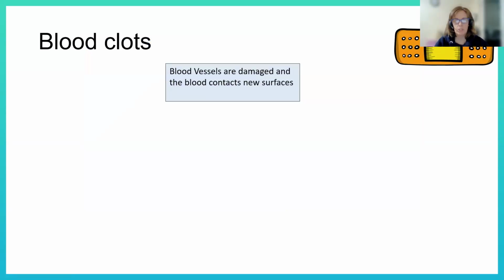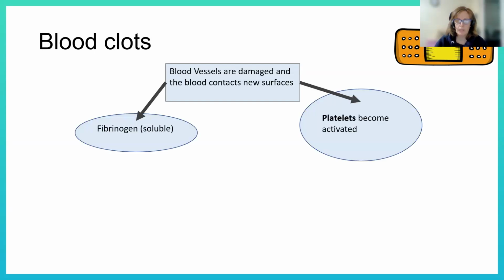So now's a good time actually to talk about blood vessels and what happens in them and blood clots. So when blood tissues are damaged and the blood can escape from the vessels, it will come into contact with new surfaces that it's not normally in contact with. And what happens then is it causes platelets to become activated and fibrinogen, which is soluble, to change.